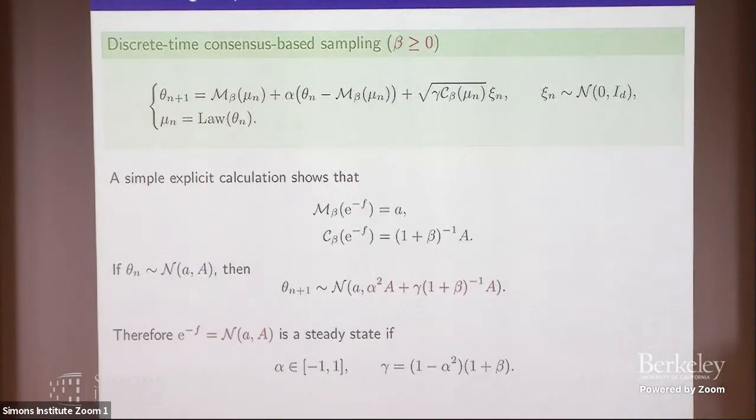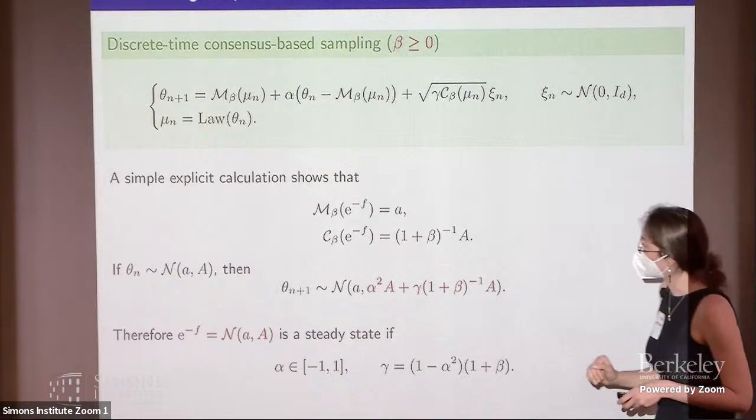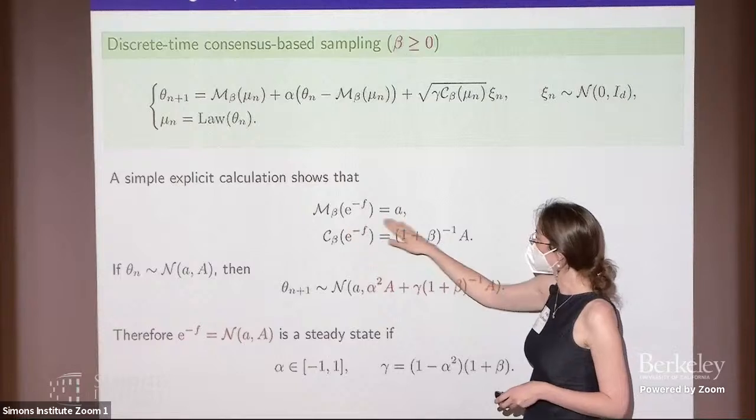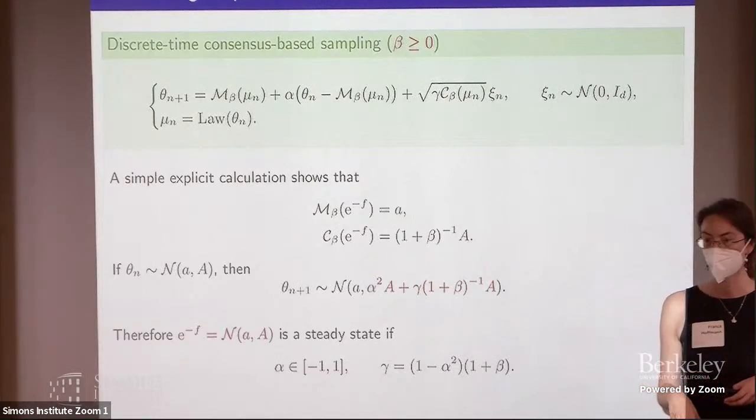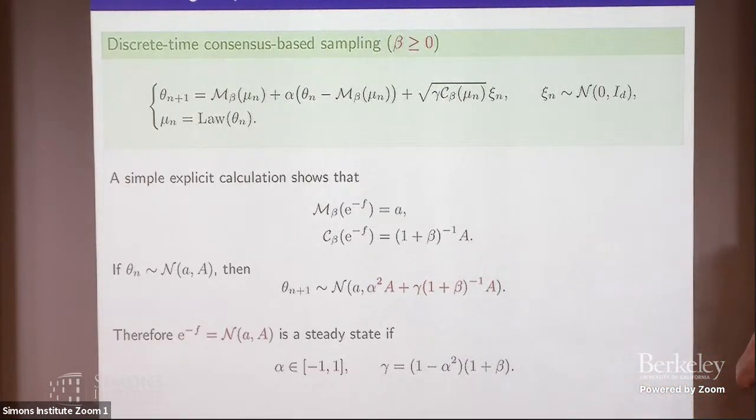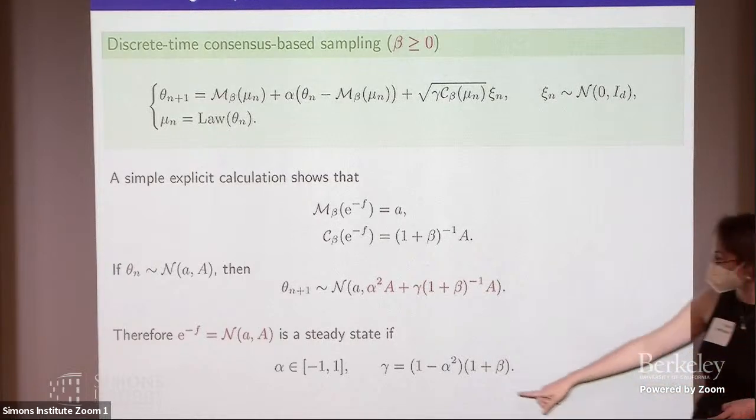Okay, so this is just to repeat the algorithm. The first thing that you can do is do explicit calculations on the moments. And this is now in the Gaussian setting, right? So f is quadratic. And so here, the weighted mean is just a, and then the weighted covariance can also be expressed explicitly in terms of a. That is very nice, because now if you write down the evolution of the moments for this particle model, these are closed equations, and you can actually solve them and study them. And then you can ask, okay, which parameters do I want to choose so that e to the minus f is actually a steady state? And this is the answer.